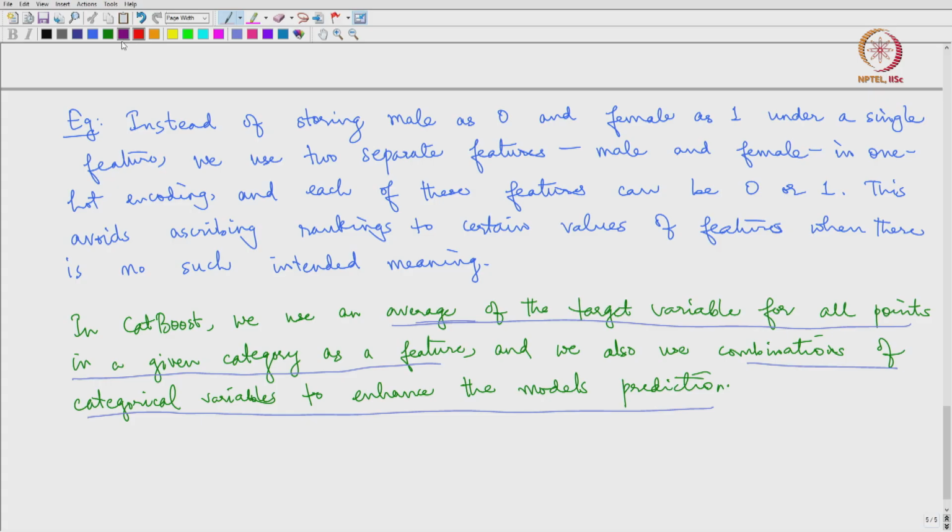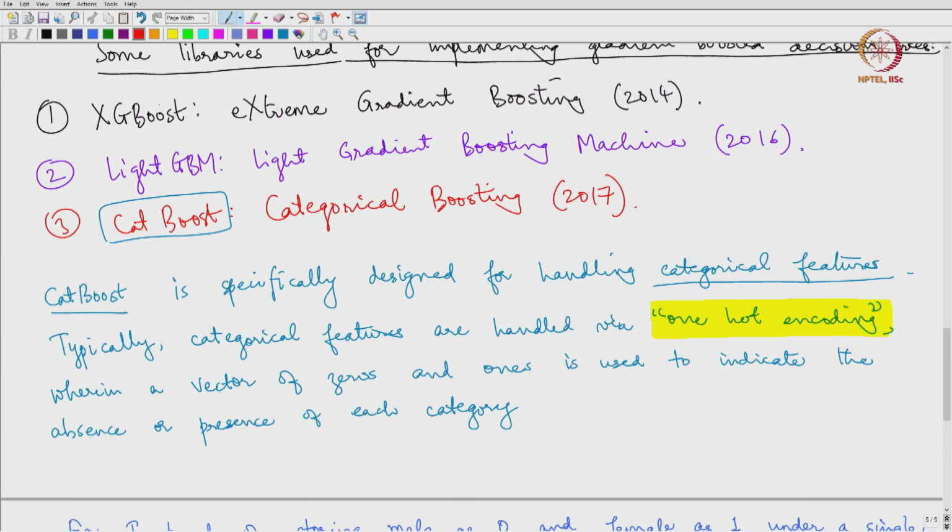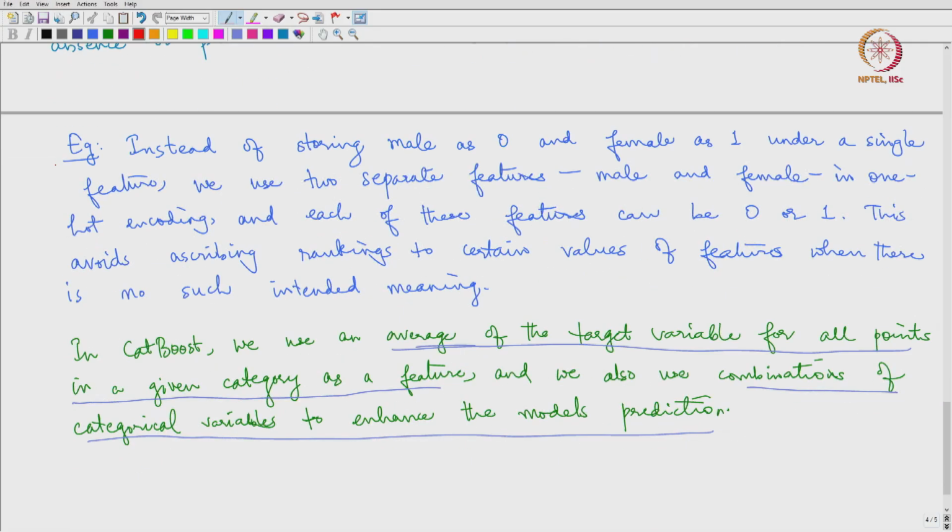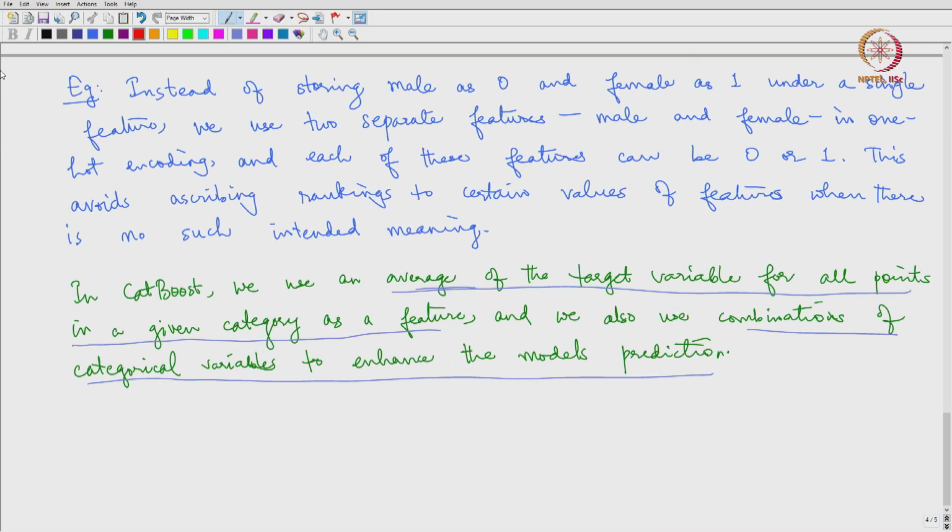The other extreme are LightGBM and XGBoost. So, now let us go ahead and understand what these two are good for. So, LightGBM, which is light gradient boosting machine, and XGBoost, which is extreme gradient boosting, these are not specifically designed keeping in mind categorical variables, right. So, they work generally for all sorts of variables.